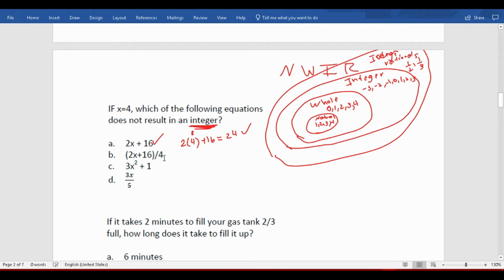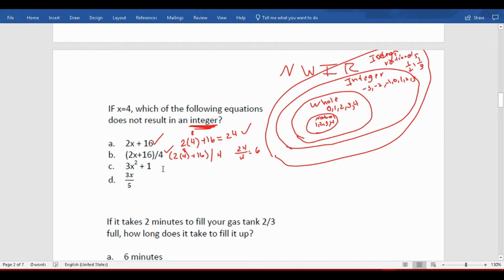So this one passes. Let's go ahead and plug in 4 for x in this second equation. Again, we got 2 times 4 plus 16 divided by 4. 2 times 4 is 8 plus 16 is 24. So this becomes 24 divided by 4, which is just 6. Again, that is a natural number, a whole number, as well as an integer. So this passes.